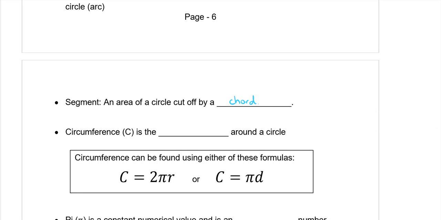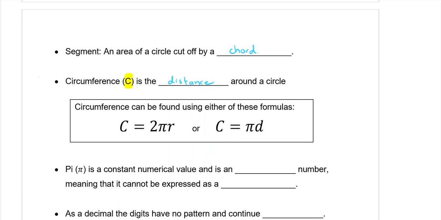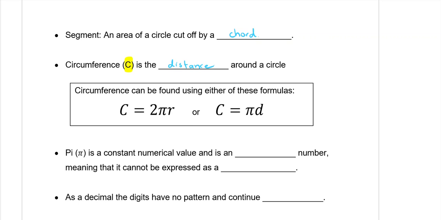And we're going to be calculating the circumference, which is given the letter C, and it is found by the distance around a circle. So it's really a special name for the perimeter of a circle. There are 2 formulas to find the circumference of a circle, and they're here in this box. And the formula that you use depends on what you're given in the question.